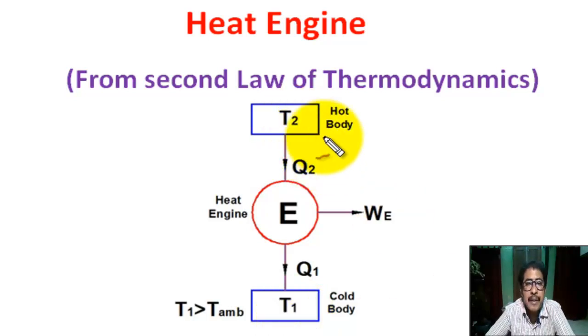Okay, this is the figure of heat engine cycle. This is hot body, higher temperature heat source, T2 temperature. This is the heat engine. This is the cold body, lower temperature heat sink, temperature T1.